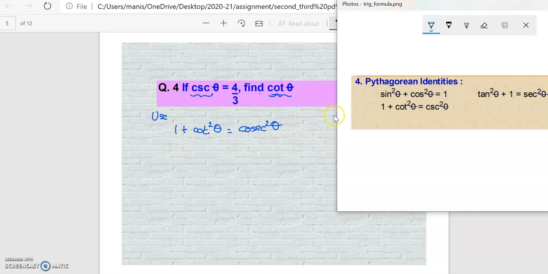Now a question might come: why am I not using this one? Because it says sine and cosine, and I don't see sine and cosine over here. Another question might come: why am I not using this one? Because this says tangent and secant, and I don't see these two values over here.